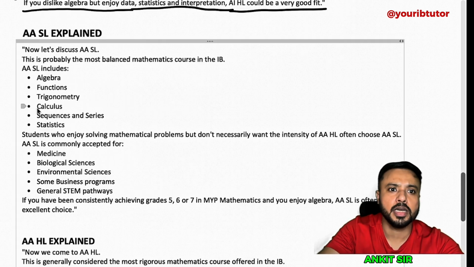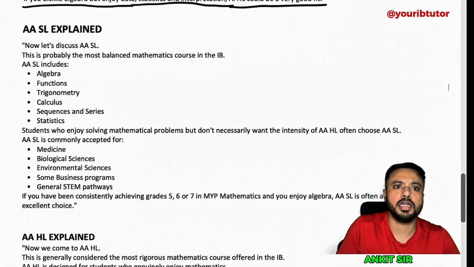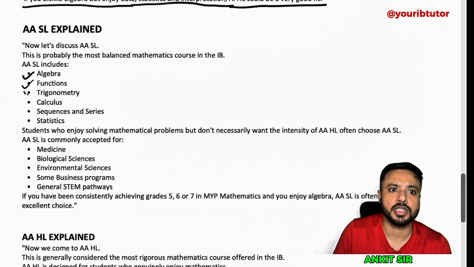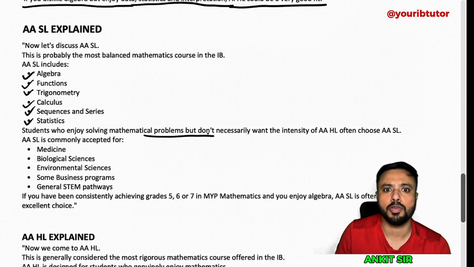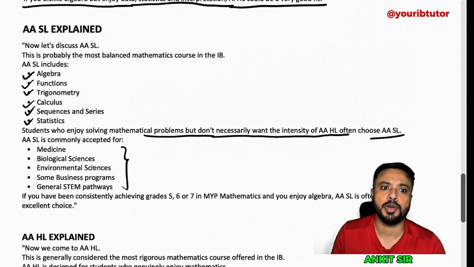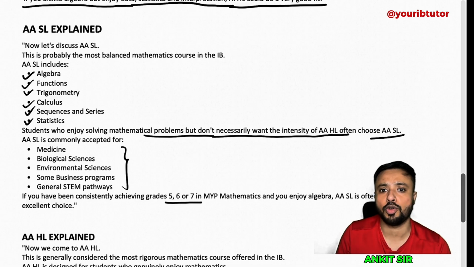Next here is AASL, guys. So let's discuss AASL. Please understand that this is probably the most balanced mathematics course in IB, and it includes algebra, functions, trigonometry, calculus, sequences and series, and statistics. Students who enjoy solving mathematical problems but don't necessarily want the intensity of AAHL often choose AASL. AASL is commonly accepted for medicine, biological sciences, environmental sciences, some business programs, and general STEM pathways. If you are consistently achieving 5, 6, or 7 in MYP mathematics and you enjoy algebra, AASL is often an excellent choice.